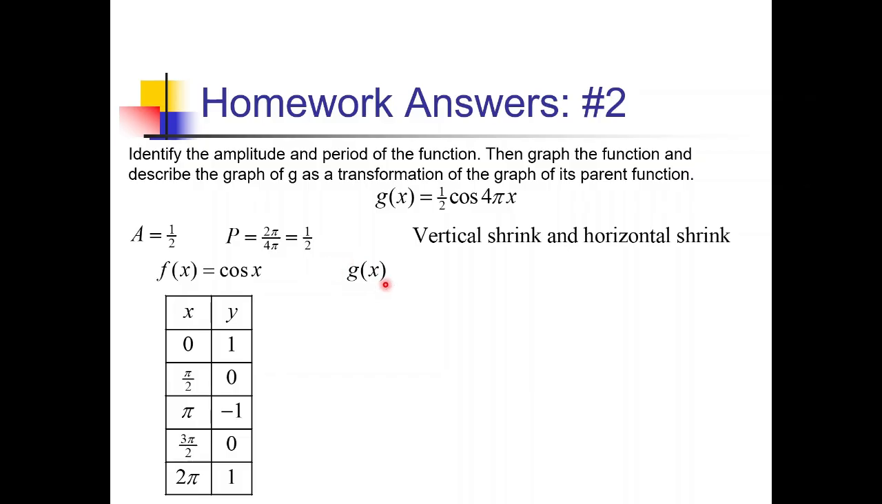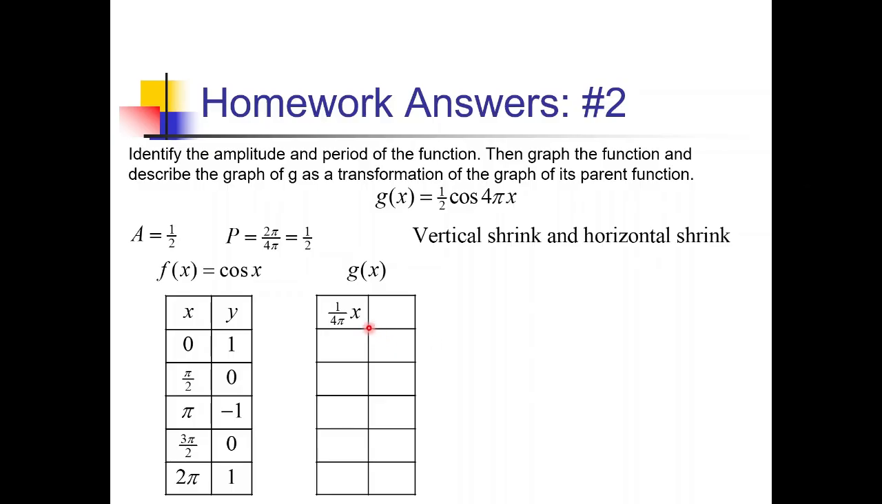So for my transformed version of this, for the x values, we are doing a horizontal shrink. So I'm going to have to multiply here by 1 over 4 pi. It's opposite of what it looks like. For the vertical shrink, I just need to do 1/2 times the y values. Let's go ahead and apply all those now.